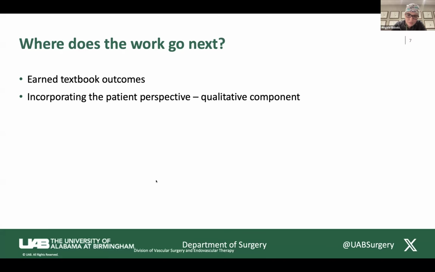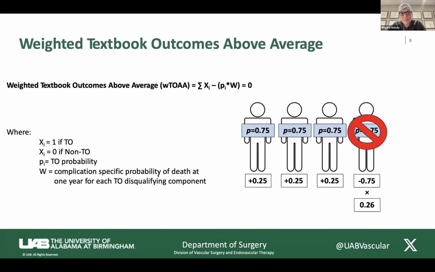So I'm going to show a couple of slides that are illustrating this earned textbook outcomes concept real quick. This is all unpublished so far, but just my thoughts about where to take this next. Essentially what this does is it applies a weight to each probability of the severity of the complication experience. So if the patient achieves a textbook outcome, the weight is applied to the probability of death at a year for all patients who achieve a textbook outcome. And if the patient doesn't achieve a textbook outcome, then the complication-specific weight is calculated based on the patients who do experience that complication. And then it essentially gets plugged into an equation as shown above.